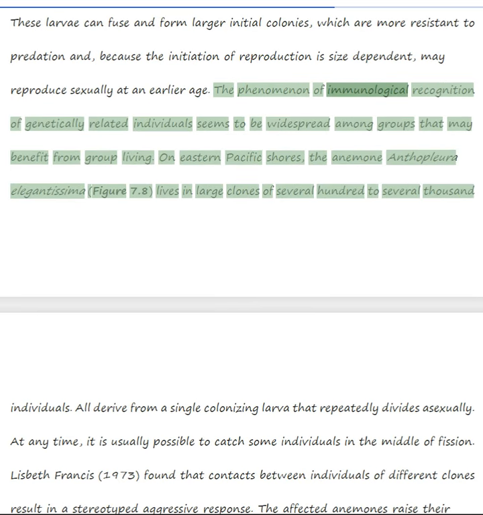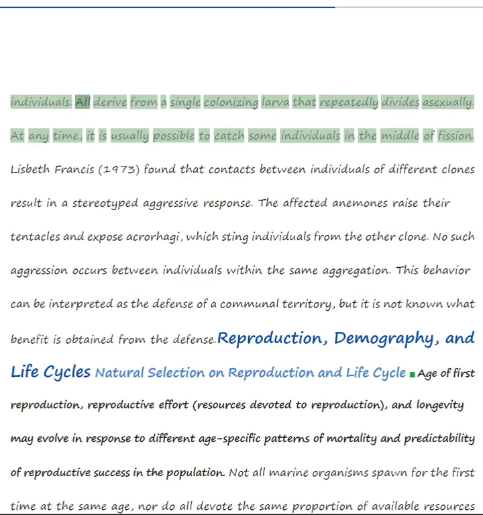The phenomenon of immunological recognition of genetically related individuals seems to be widespread among groups that may benefit from group living. On eastern Pacific shores, the anemone Anthopleura elegantissima lives in large clones of several hundred to several thousand individuals, all derived from a single colonizing larva that repeatedly divides asexually.